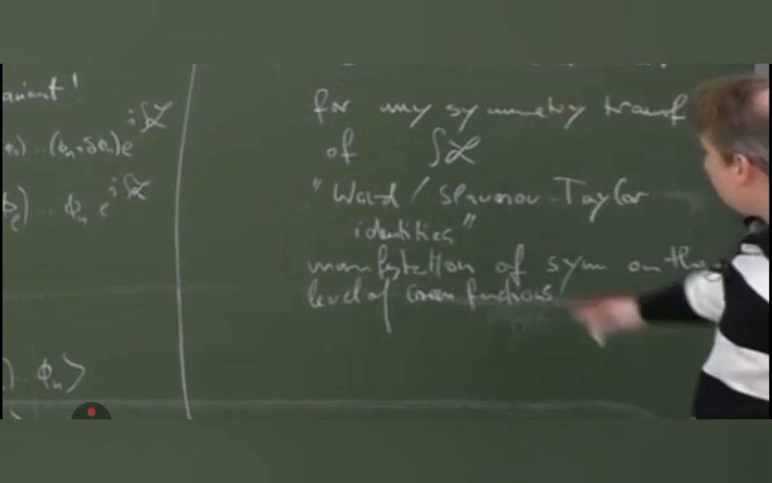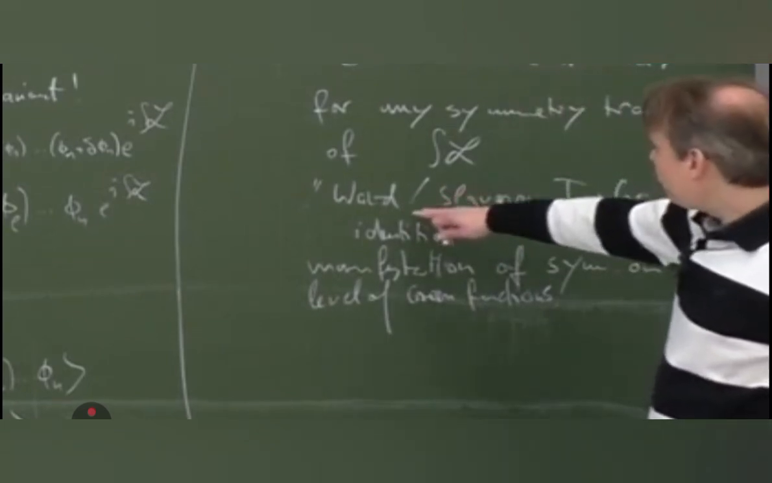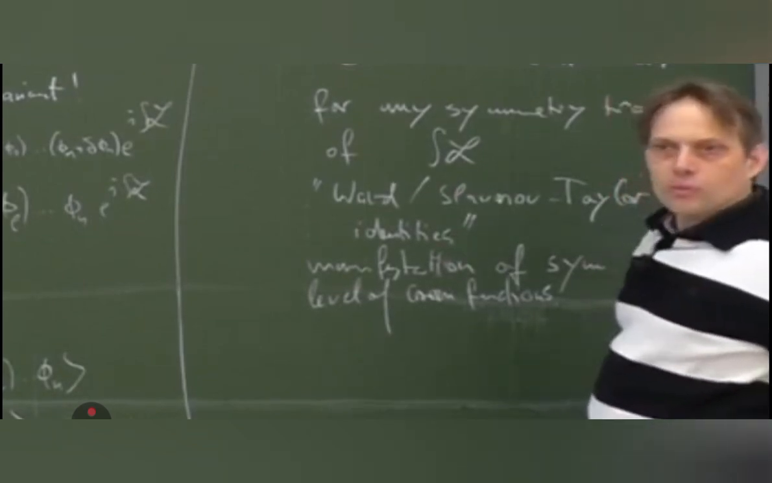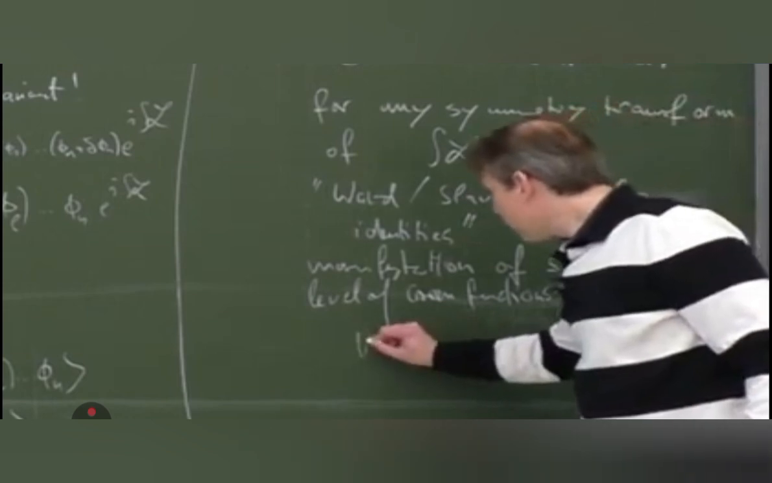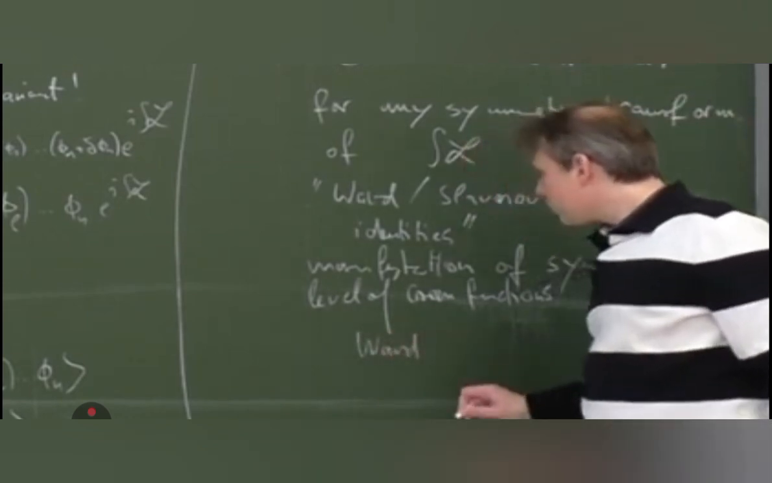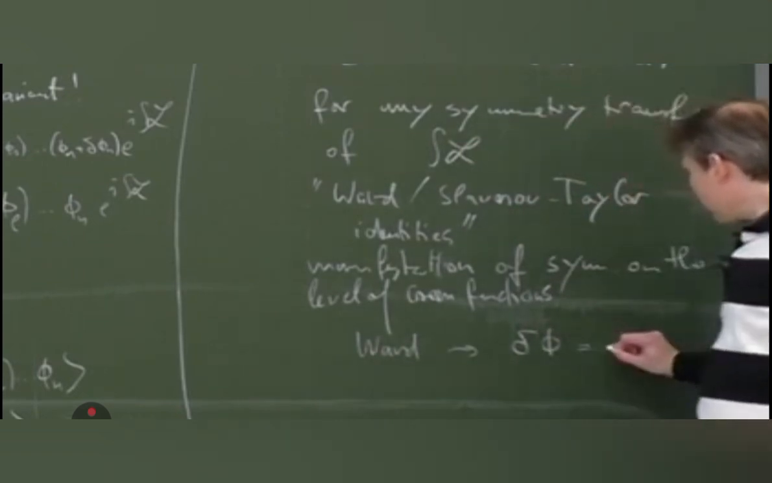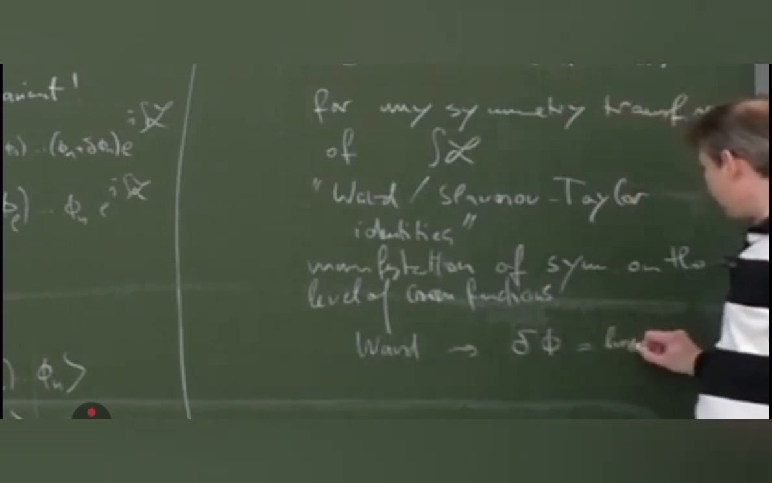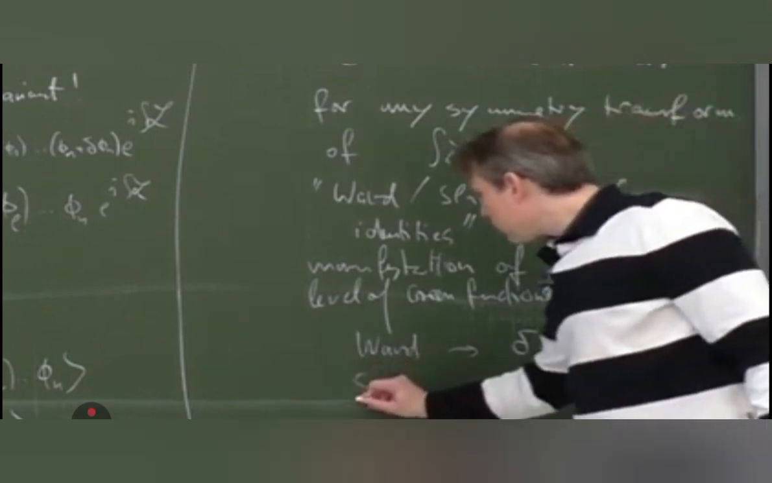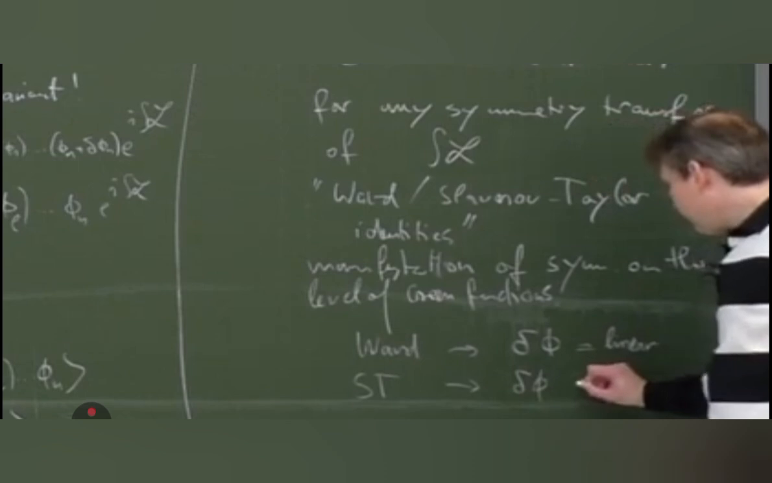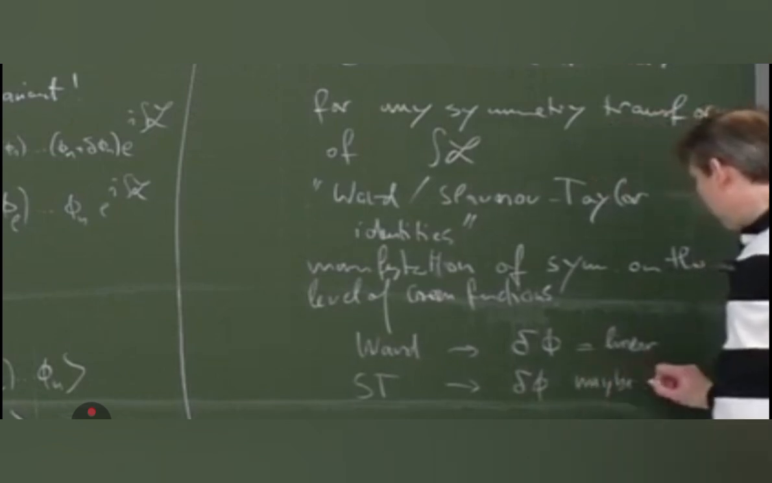Now, just a side comment on the name Ward or Slavnov-Taylor identities. Different people call things differently. What I always use is the following convention. I will use the term Ward identity in case this delta phi is a linear expression, and I will use the term Slavnov-Taylor identity if this delta phi is allowed to be nonlinear in the quantum fields.